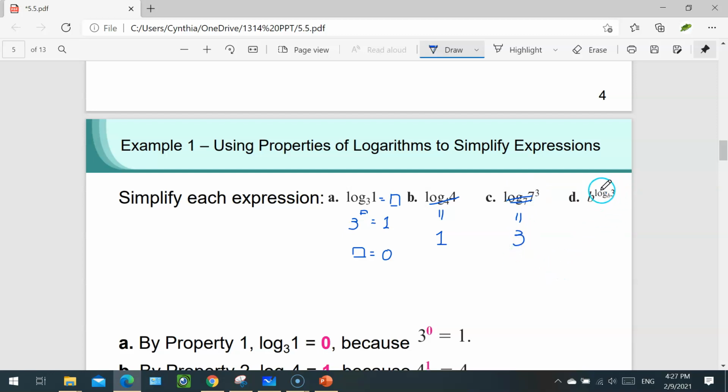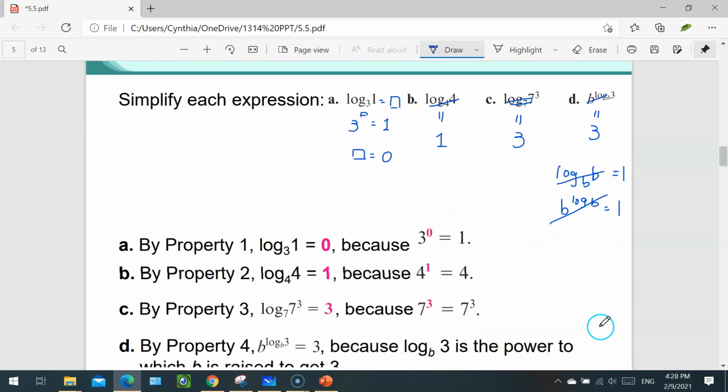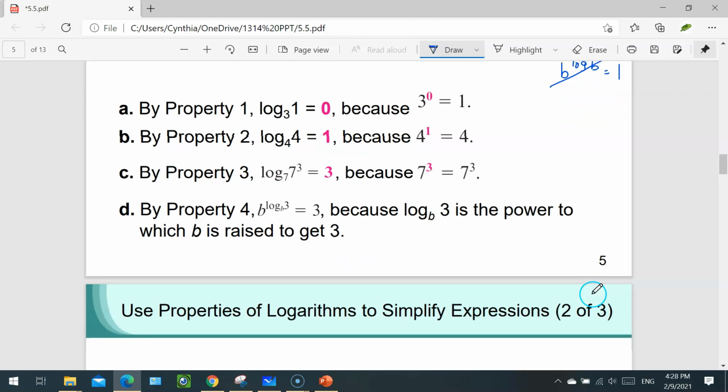b to the power of log base b of 3. In the same way, b and log base b can be reduced, so it has 3. Again, log base b of b, you can reduce, or b to the power log base b can be reduced as well. So they turn to 1, turn to 1. Alright, so we do the practice here.